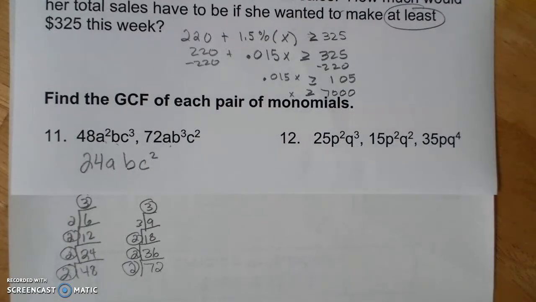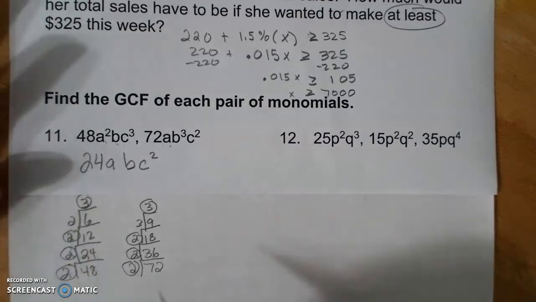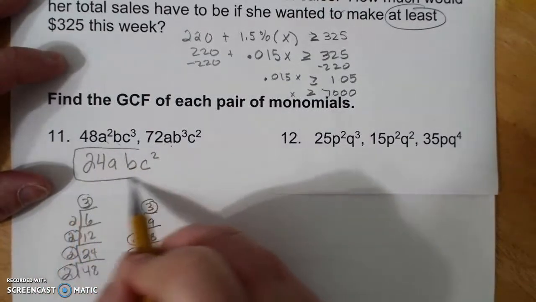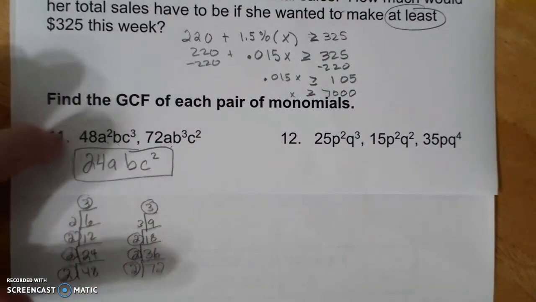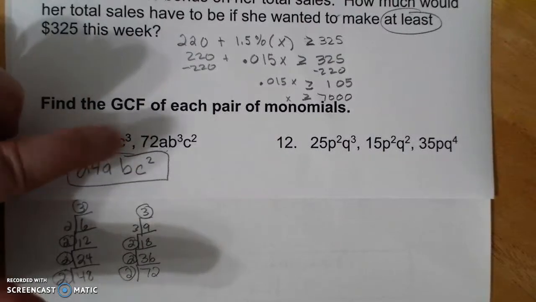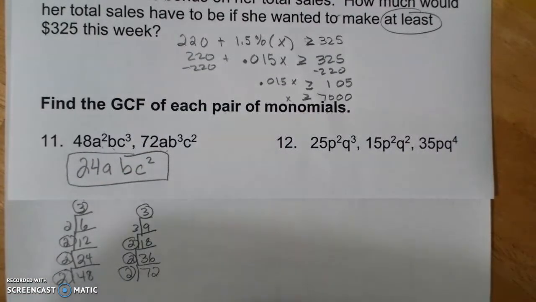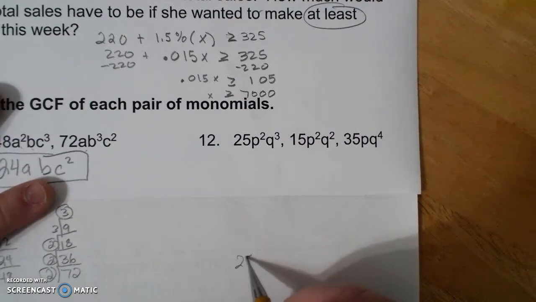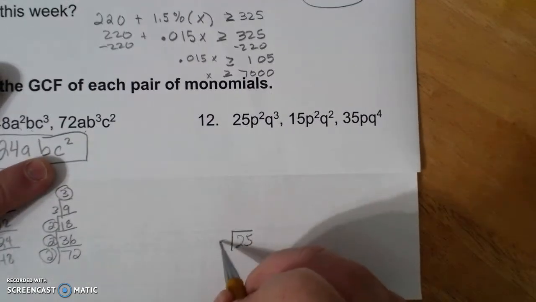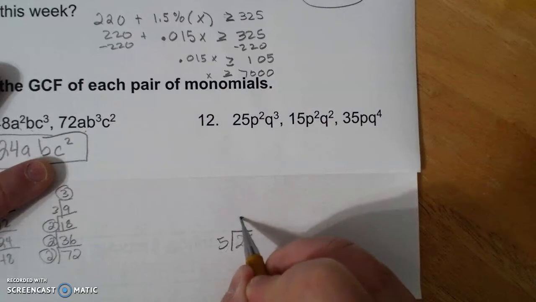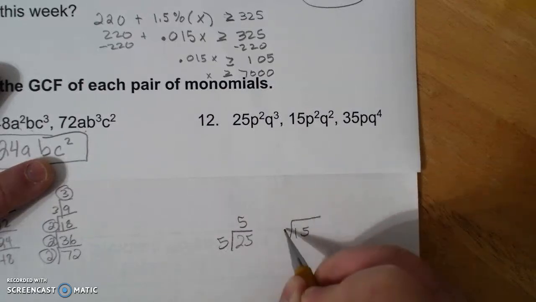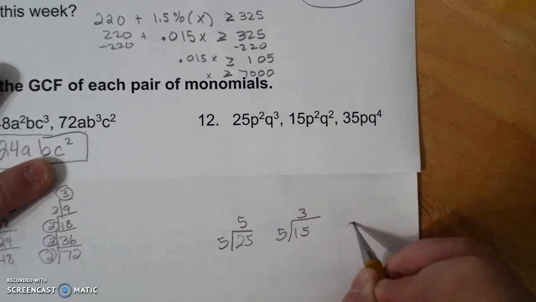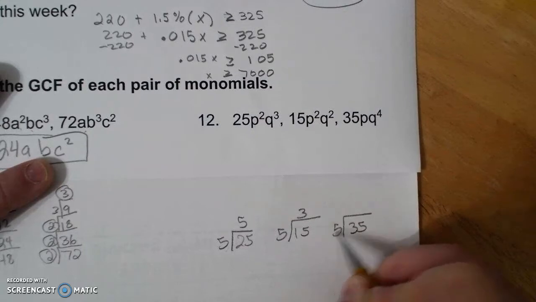So the GCF for exponents means you're finding the smallest that goes into them all. So this is the GCF of 48a squared bc cubed and 72ab cubed c squared. 25 is no 2's, no 3's, it's 5 times 5. 15 is 5 times 3. And 35 is 5 times 7, so they all have a 5 in common.